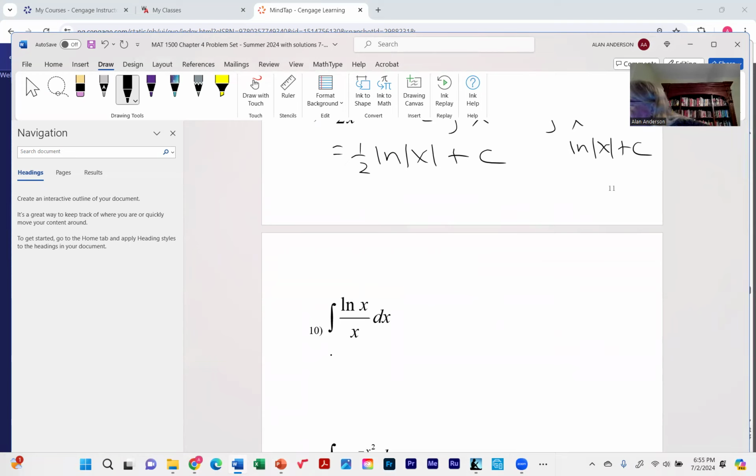So let's try. Now you remind, if you go back to chapter 3, you might remember that the derivative of log of x is 1 over x.